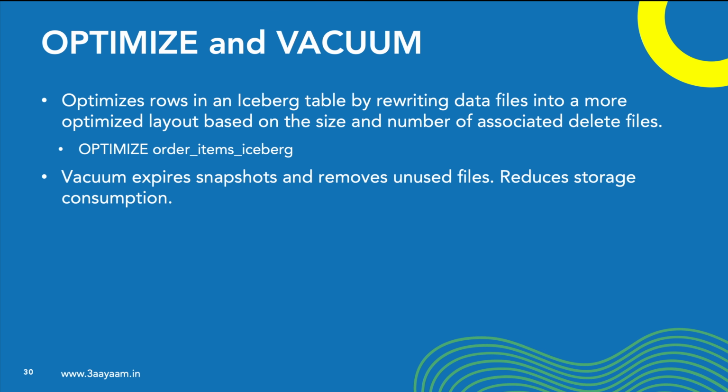And vacuum expires snapshots and removes the unused files from the metadata folder. It also removes files from the data folder, thereby reducing the storage consumption. These are the two things that you do once a month or maybe once a quarter. If your writes are too heavy relative to a data warehousing system, then maybe you'd run optimize and vacuum once a month, or maybe twice a month. It will expire the snapshots and then remove the unused files. And this is the syntax: vacuum followed by the table name.